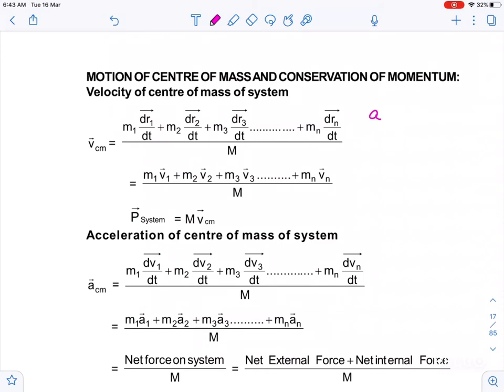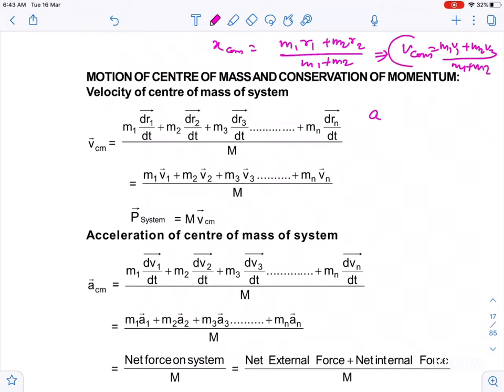Now guys, if I differentiate that equation, suppose I wrote the equation earlier, x center of mass is m1 x1, or m1 r1 plus m2 r2, upon m1 plus m2. So you can use the result directly, differentiate it. So the velocity of center of mass is equal to m1 v1 plus m2 v2 divided by m1 plus m2. If there is no external force acting on the system, the acceleration of center of mass will be 0. Acceleration of center of mass being 0 means velocity of center of mass remains constant.